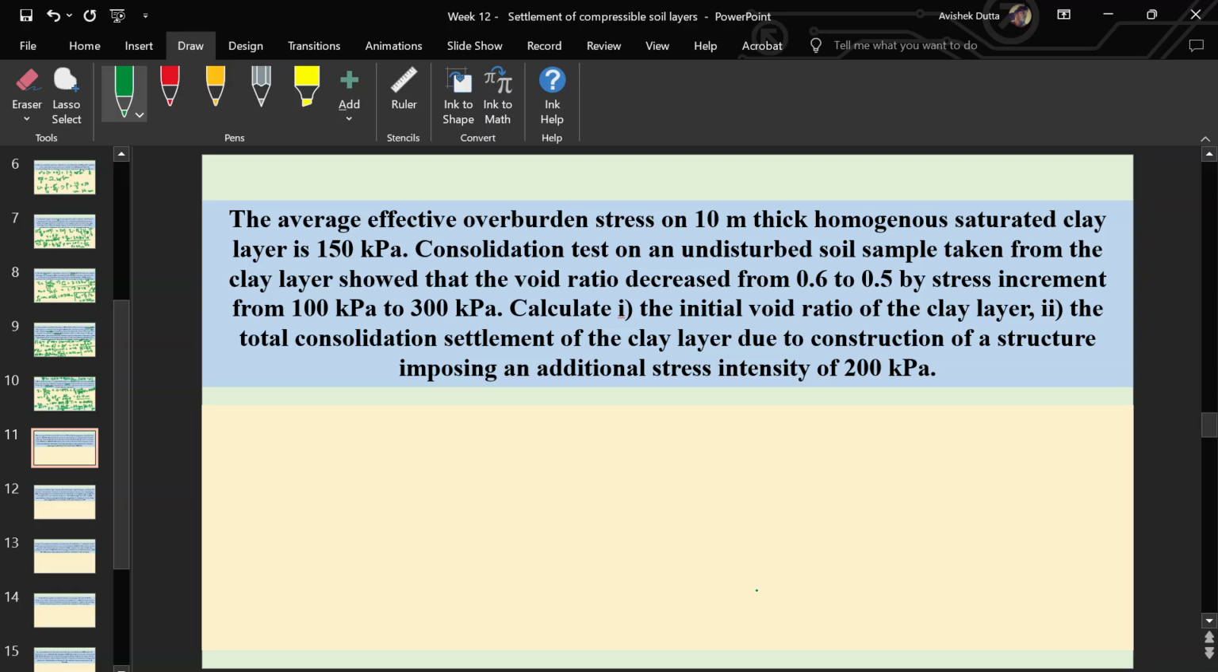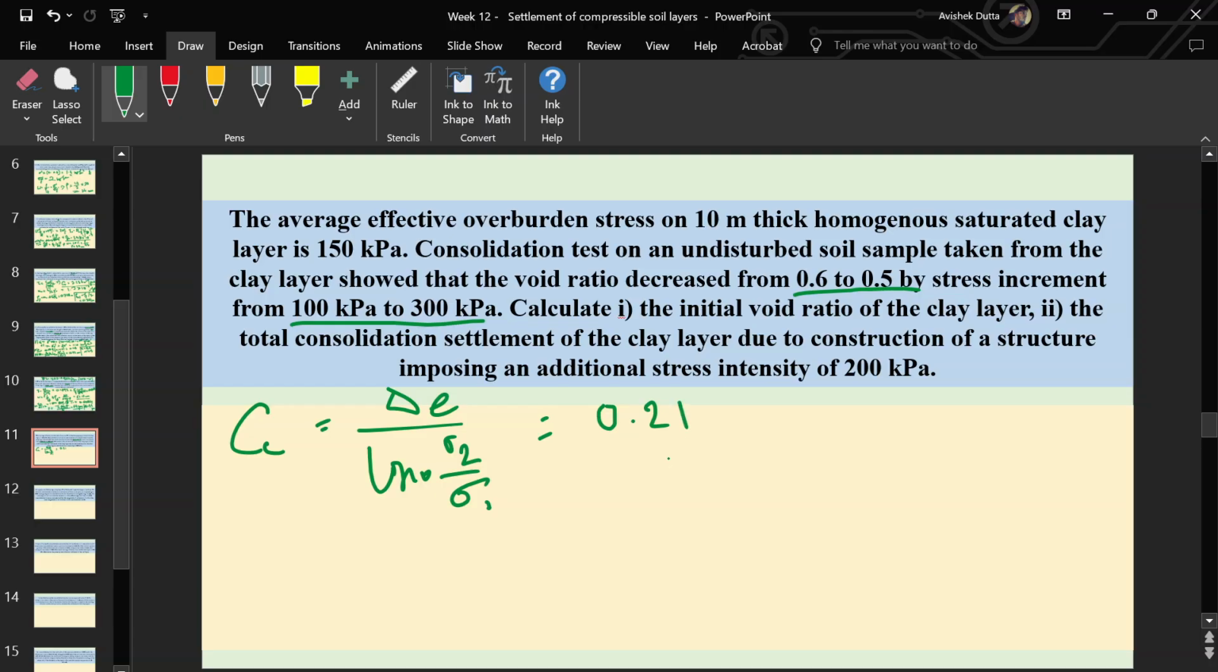Okay. So, in this question, we will first focus on the second part, 0.6 to 0.5. From this one, we know the value of Cc equals the change in void ratio divided by log to the base 10 of final sigma by initial sigma stress. Now, the change in void ratio is 0.1, log to the base 10 of 300 by 100, I believe you will get approximately 0.21.